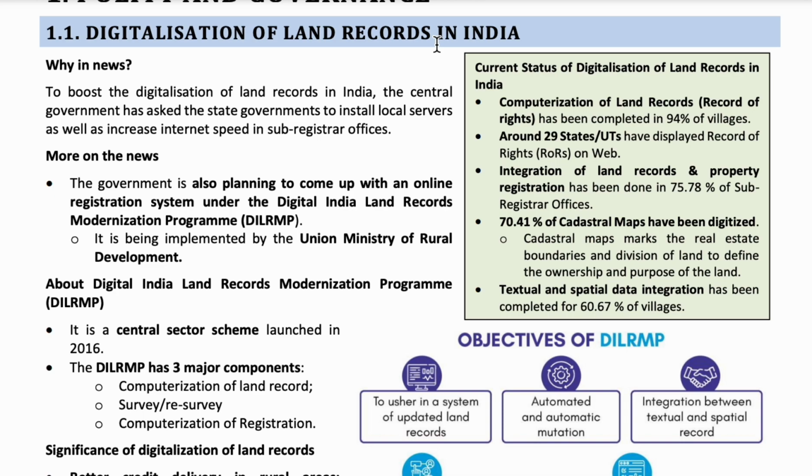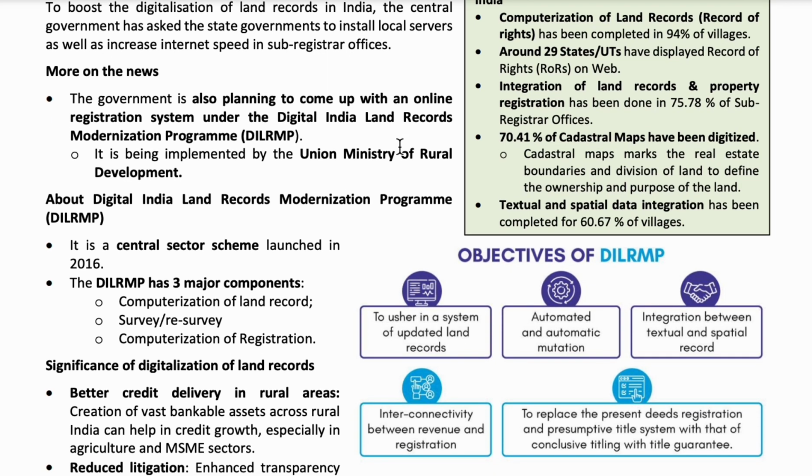This topic is in the news because recently the central government asked all the state governments to install local servers and internet speed in the sub-registrar offices. The central government is planning to implement the online registration process under the Digital India Land Records Modernization Program, DILRMP. This scheme was launched in the year 2016 under the Union Ministry of Rural Development.